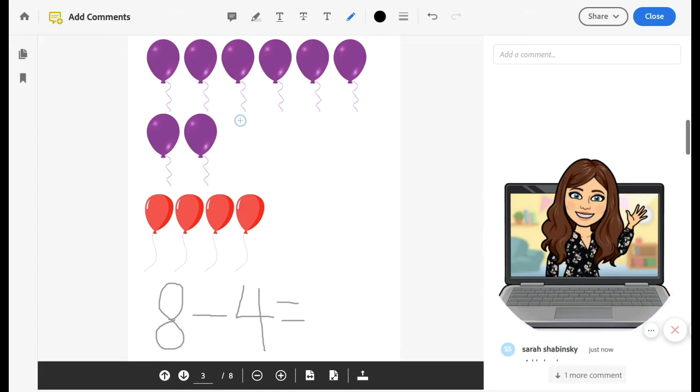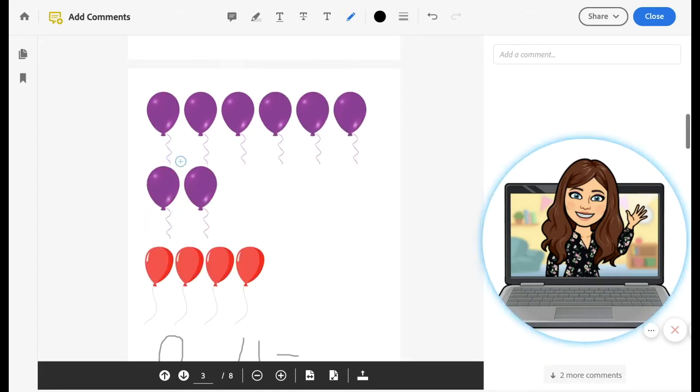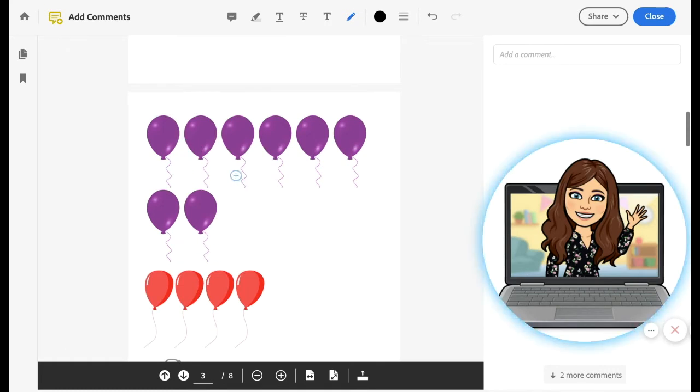Well, if we look at the balloons right here that are 8, and we cross out 4, we can figure it out by counting what's left over.